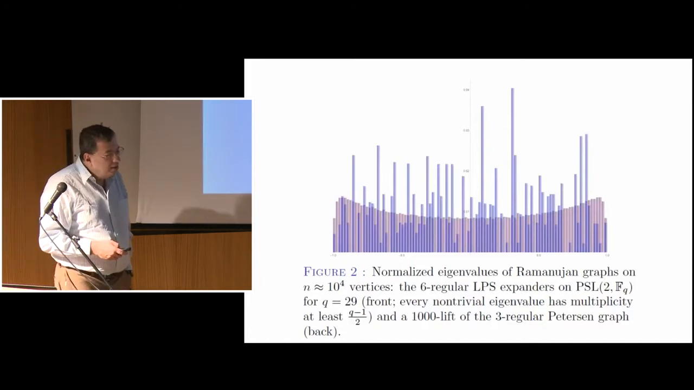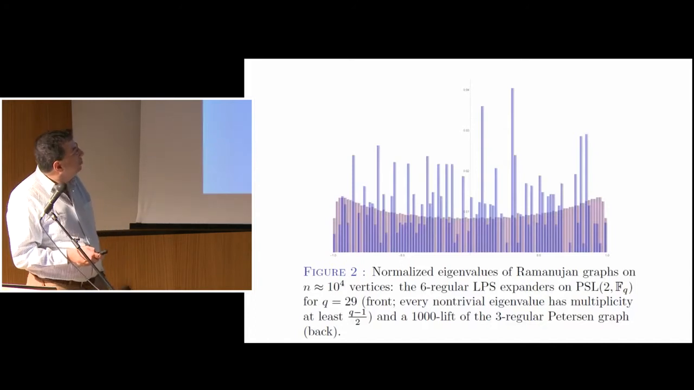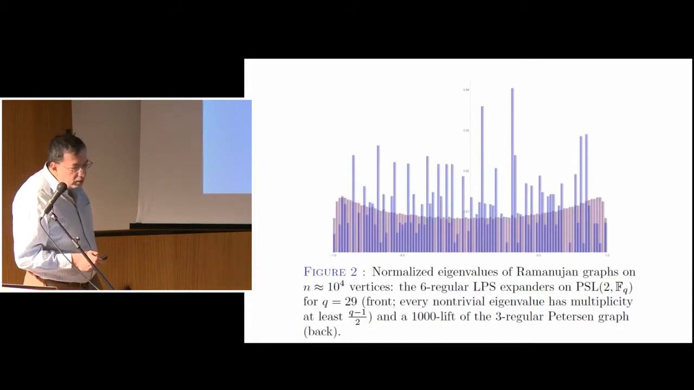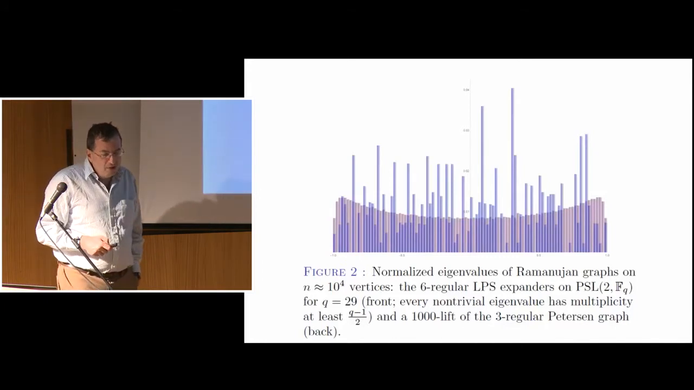Now, here is another picture of the spectral measure. And this pictures both the LPS graph you saw before, so it's in the foreground. And the point is to see the high multiplicities of the eigenvalues here. And in the background, you see a random lift of a 3-regular Petersen graph. Such random lifts are not guaranteed.